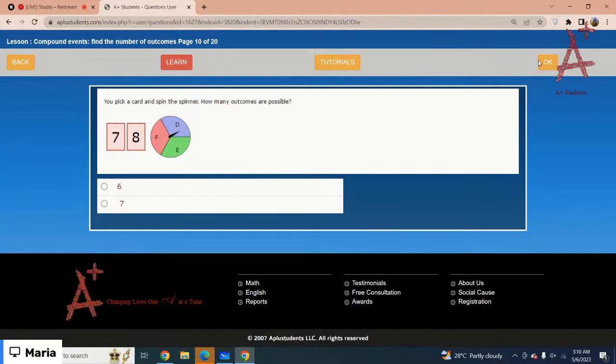Okay, you pick a card and spin the spinner. How many outcomes are possible? You have two outcomes for the cards and three outcomes for the spinner. So it would be 3 times 2. That means the total outcomes are 6. The correct option is 6.